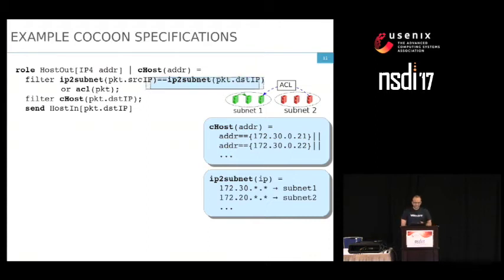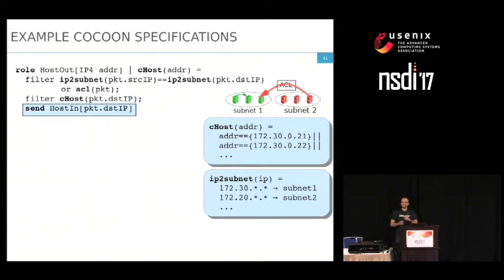So if they're not on the same subnet, then we use the ACL function that encapsulates the current security policy of the network to filter out illegal packets. So next, we drop packets that are being sent to an invalid destination. And finally, we send the packet to the input port of the destination host.